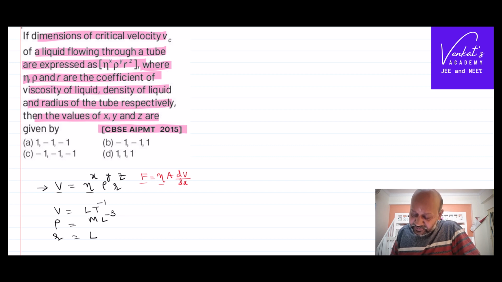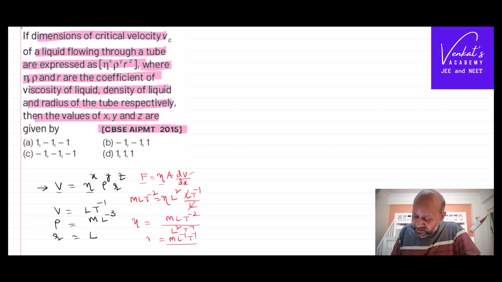Here, let's write dimensions on both sides. Force is MLT power minus 2. Eta, we don't know, we have to find out the dimensions. Area is L square. Change in velocity is LT power minus 1, and dx is length, so this length and this length will cancel. Let us keep eta on this side and shift everything to the other side: MLT power minus 2 by L square and T power minus 1. Then it becomes ML power minus 1 T power minus 1. That's the dimensions of this coefficient.